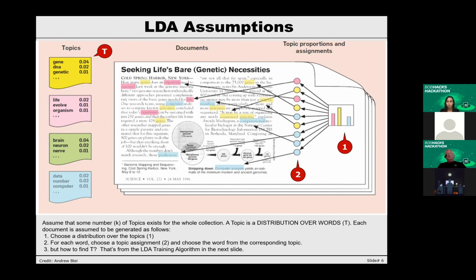So the way you generate a document, assuming that you have the topics extracted, this is the LDA assumption, is that you choose a distribution over the topics, that's shown as number 1, and for each word in the document, you choose a topic assignment, number 2, and choose the word from that corresponding topic. So you can see this document, it says how many genes, okay? Genes comes from yellow, and it's pretty high up there. So that means there's a piece of evidence that this is the yellow topic.